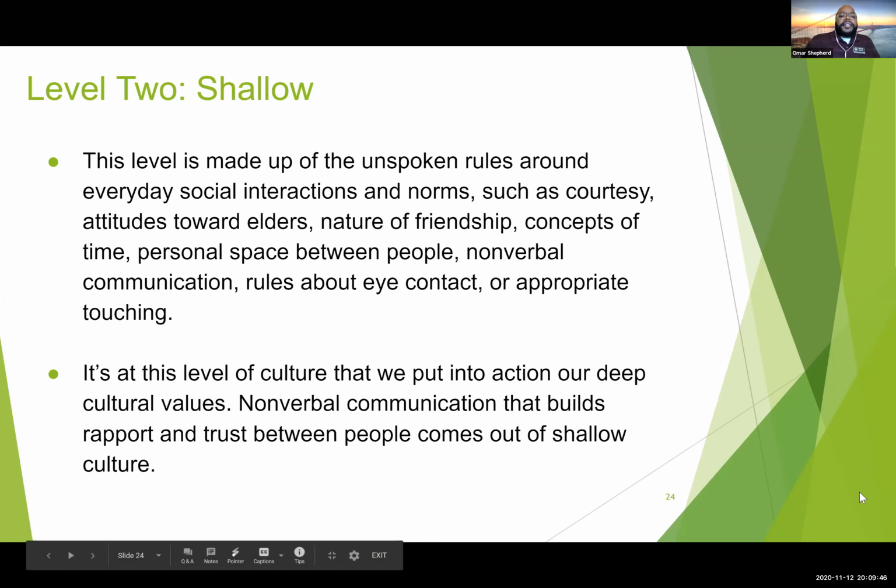All right, this level that's shallow, again, in my opinion, I don't know why they refer to it as shallow. Let's look at this one here. This level is made up of unspoken rules around everyday social interactions and norms, such as courtesy, attitudes towards elders, nature of friendship, concepts of time, personal space between people, and nonverbal communication. A little bit what we were talking about a moment ago. But it's at this level of culture that we put into action our deepest cultural values, right? Nonverbal communication that builds rapport and trust between people.